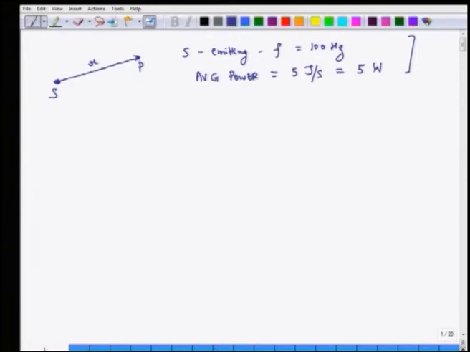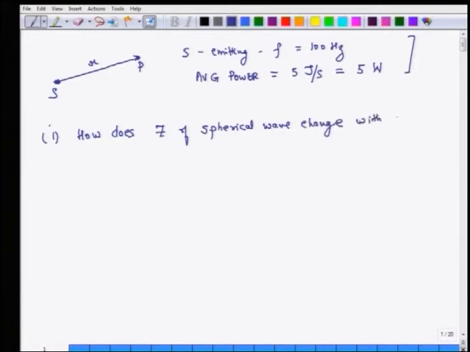The first thing we are going to look at is how the impedance of a spherical wave changes with distance. In particular, we will look at three values of r: r equals 0.1 meters, r equals 1.0 meters, and r equals 10.0 meters. At these three values of r, we are interested in finding out the value of impedance and how this impedance changes as I increase the value of r.